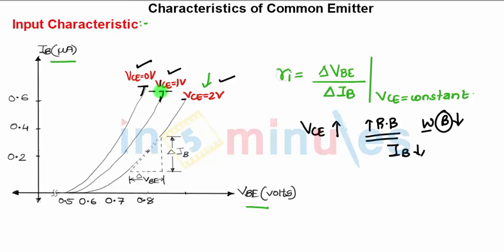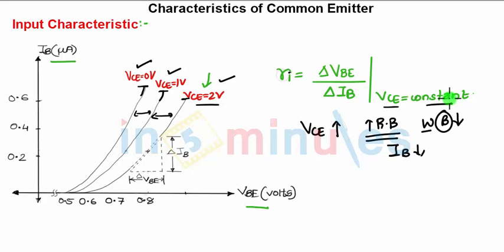It is limited to a lower value and the increase is slower when you compare the graph for different values of VCE. Now how do we calculate the input resistance? Ri is nothing but the slope of the curve keeping the output voltage VCE constant. This is the input characteristics.